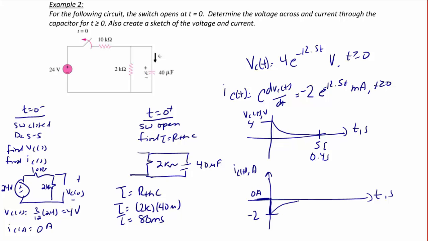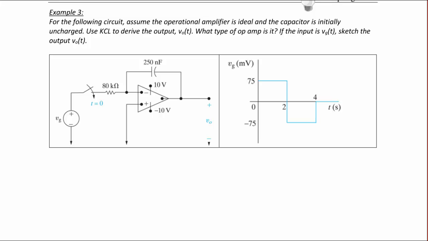And then it dies off to 0 in 5 time constants. Now let's look at example 3. For the following circuit, assume the operational amplifier is ideal and the capacitor is initially uncharged. Use KCL to derive the output V0 of t. What type of op amp is it? If the input is VG of t, sketch the output V0 of t.